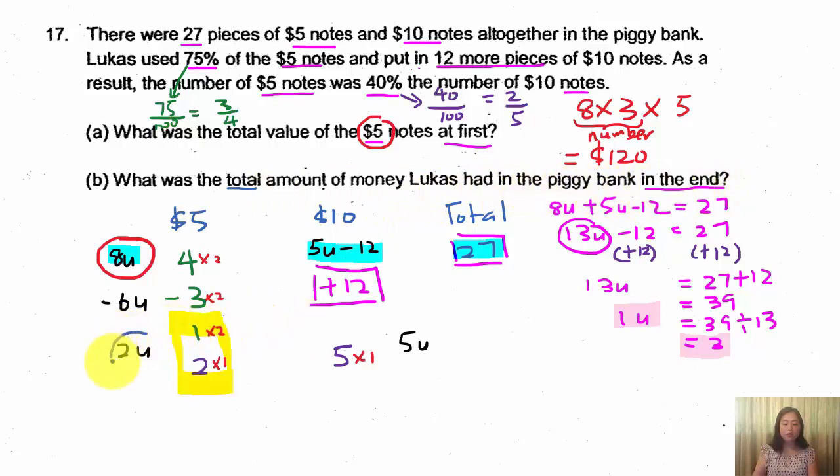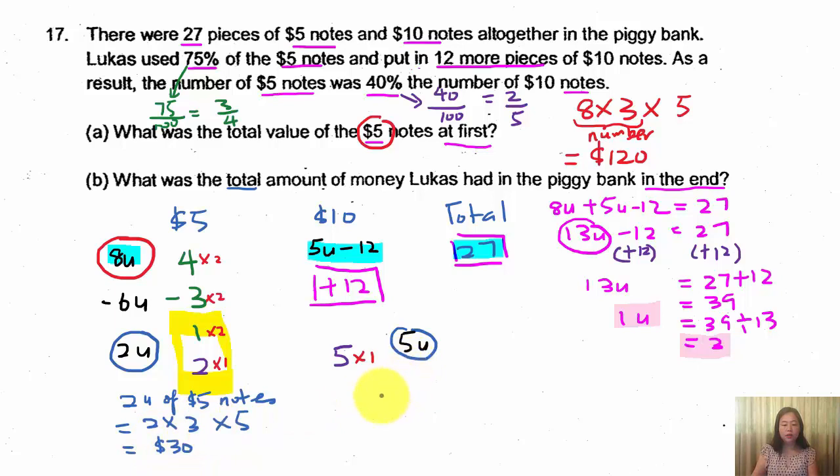So it will be 2 units of $5 notes and 5 units of $10 notes. So 2 units of $5 notes is actually equal to 2 multiplied by 1 unit. I advise you to highlight your 1 unit so it's easier for you. So 2 times 3 multiplied by 5 is actually equal to $30.